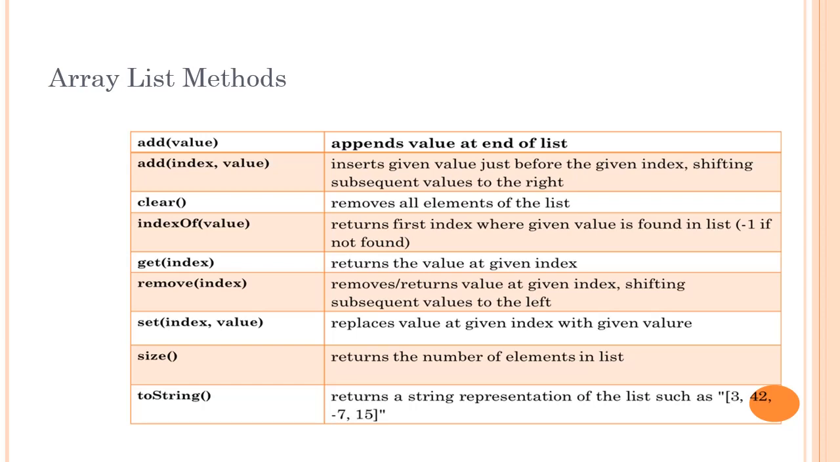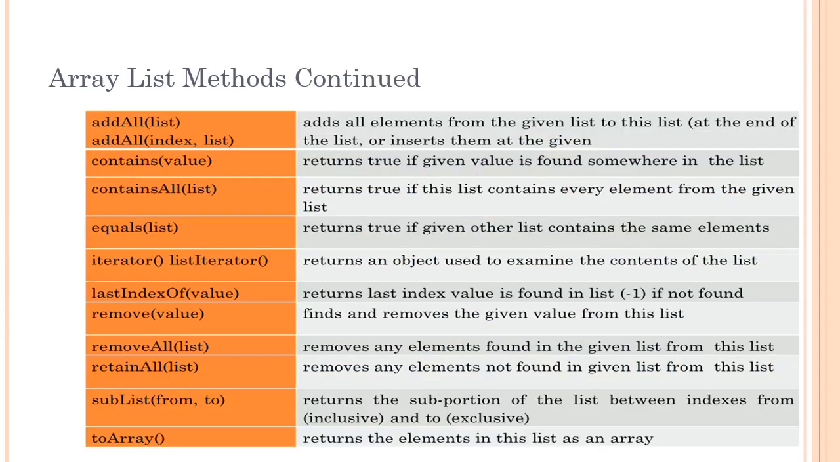The method size will return the size of the list. The method toString will return a string representation of all the elements inside the list. The method addAll takes a list as an argument, and it will add the new list to the end of the current list. The method addAll also takes an index and a list so that the new list will be added at the specified index.